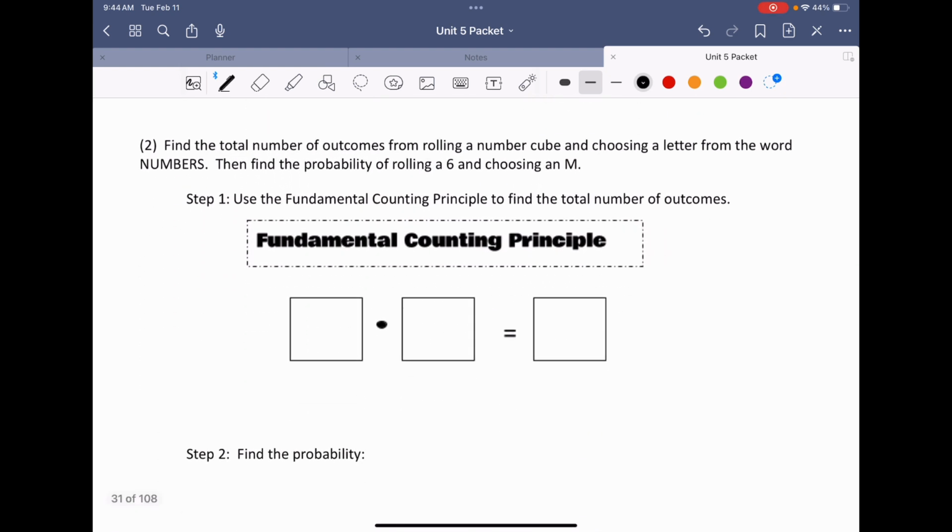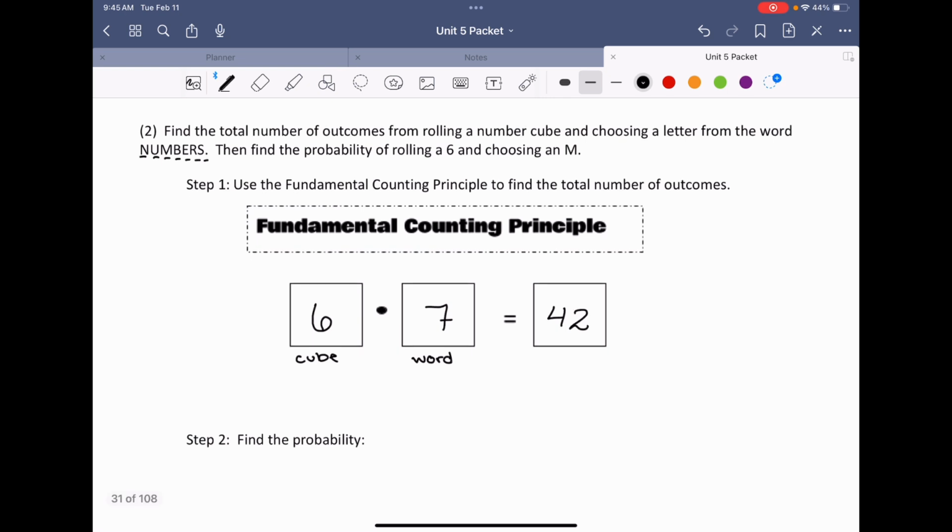Find the total number of outcomes for rolling a number cube and choosing a letter from the word numbers. Then find the probability of rolling a 6 and choosing an M. So 2 different steps here. First step, using our fundamental counting principle to find the total number of outcomes. So I have my cube and the letters in my word. So on my number cube, there are 6 options. In the word, I have 1, 2, 3, 4, 5, 6, 7 letters to pick from. So 6 times 7, my total would be 42 outcomes.